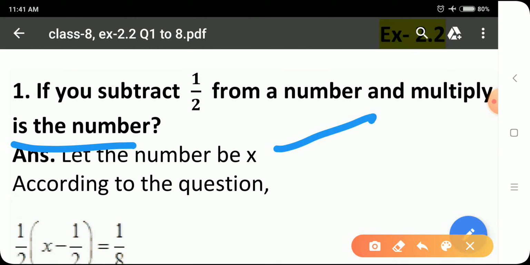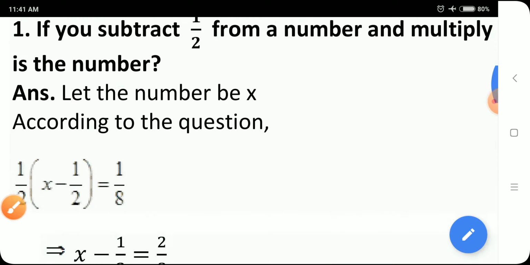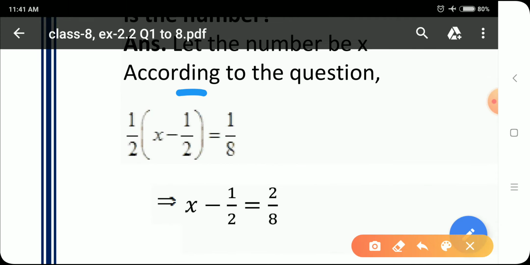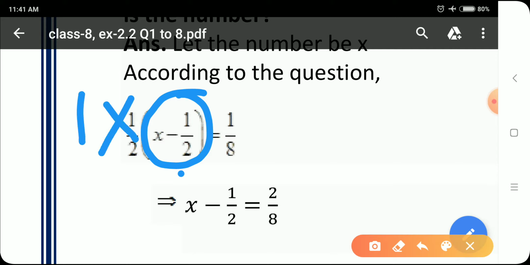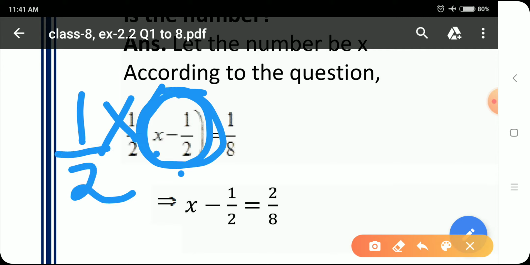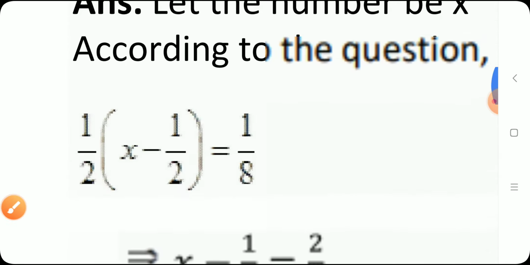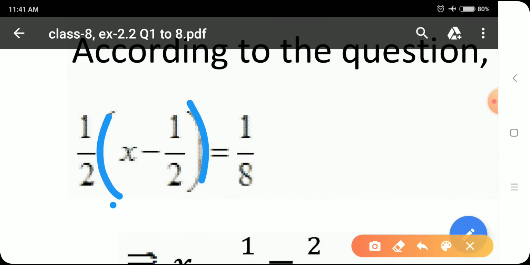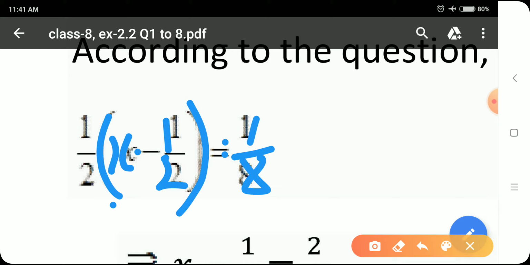So let the number be x, and according to the question we subtract 1 by 2 from that number, and then we multiply the result by 1 by 2, and the whole result comes out to be 1 by 8. So the equation will become 1 by 2 in the bracket x minus 1 by 2 is equal to 1 by 8. So this is the equation.